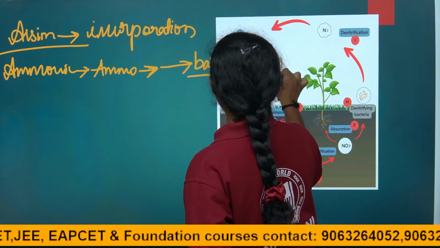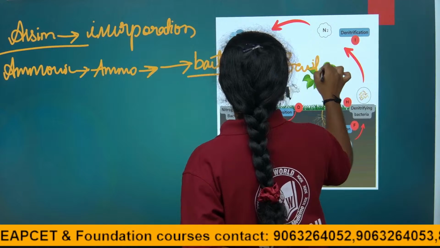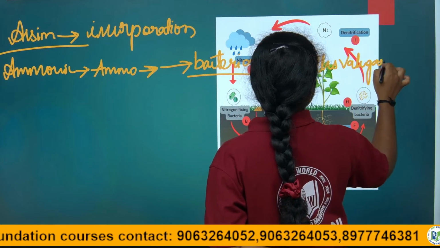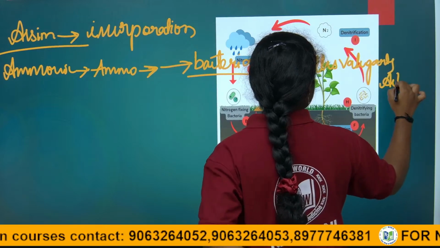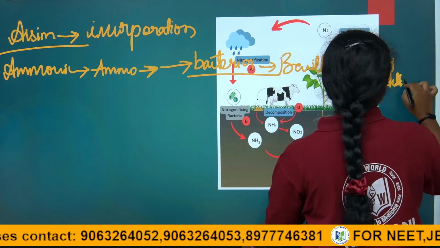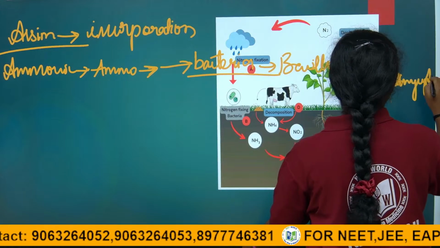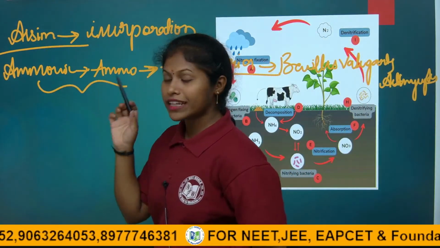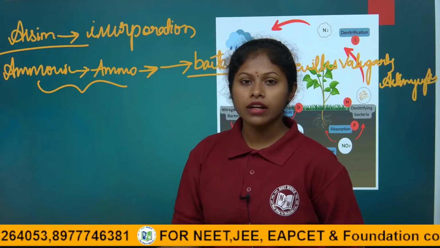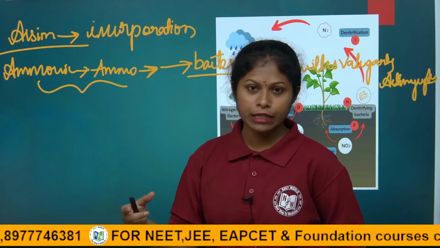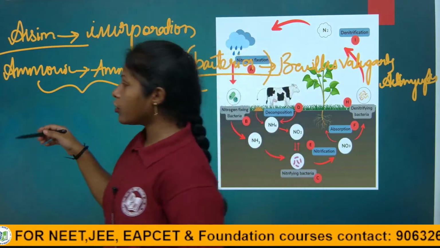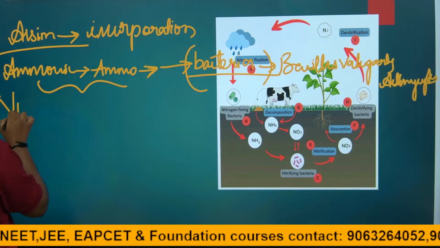So bacteria like Bacillus vulgaris, Actinomycetes. These are the bacteria which are involved in converting the organic compounds after the completion of the lifespan of plants and animals. They are converted by these bacteria. After ammonification, the next step is nitrification.